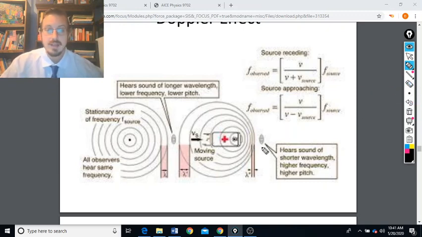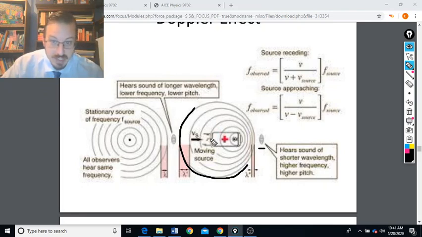This observer over here that the ambulance is speeding towards, you can see that the ambulance is catching up to the sound waves that it's already put out. This outer circle represents, let's just say, the first sound wave that, as soon as the ambulance turned on its siren, when the ambulance was at this position, remember it's moving, right? So when the ambulance was in the center of that outer circle, it put out this sound wave.